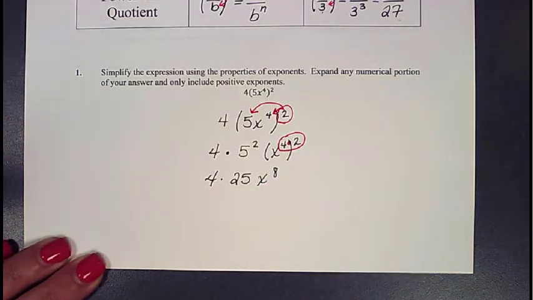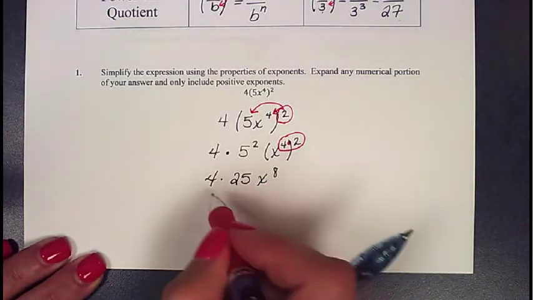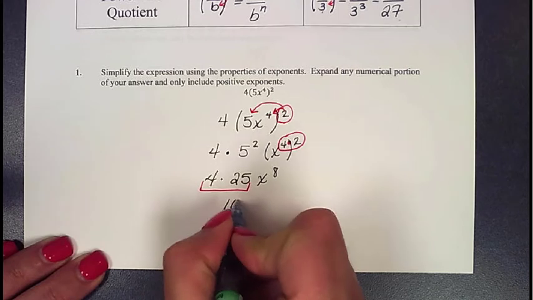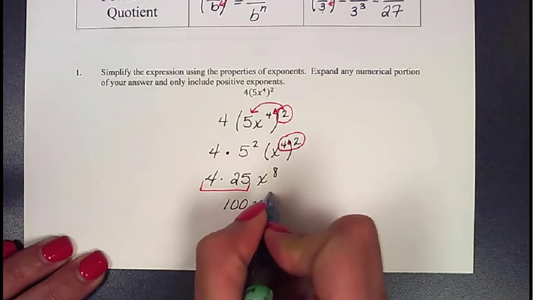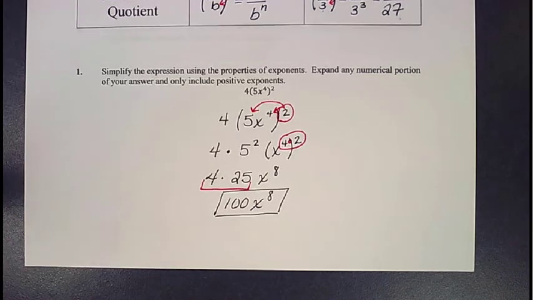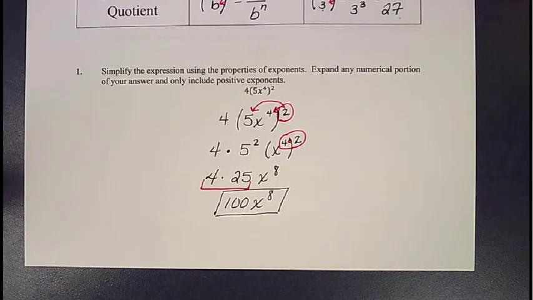And we only have one more thing to do to get this in its simplest form, and that's to multiply our 4 times our 25. And 4 times 25 is going to give us 100x to the 8th power, and this would be the answer we would want to put in our homework. But again, remember that the power only goes to the things that are inside the parentheses. So if you have a number outside, it doesn't get raised to the power that everybody inside the parentheses gets raised to.